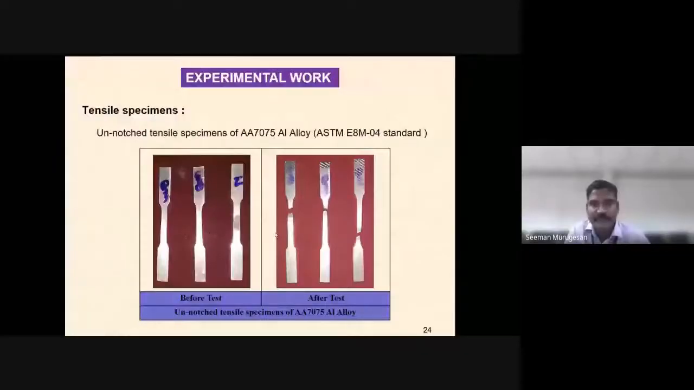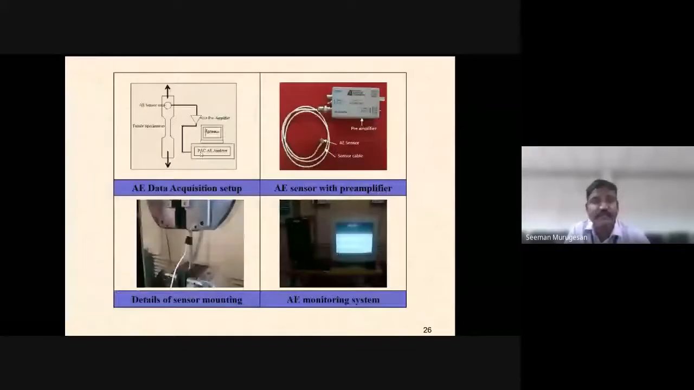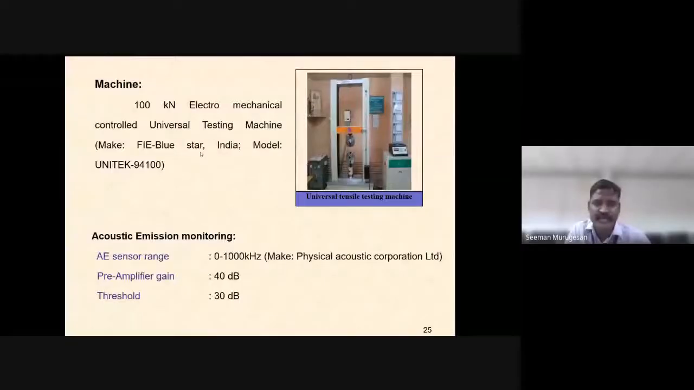As experimental work, the figure shows the tensile specimen of AA 7075 before testing and after testing. This machine will be used for tensile testing: a 100 kilonewton electromechanical controlled universal testing machine is available in our department. The acoustic emission sensor is also available in our manufacturing department. It is made by Physical Acoustics Corporation, USA, and costs around 15 lakhs.